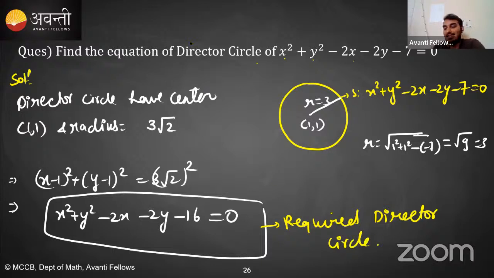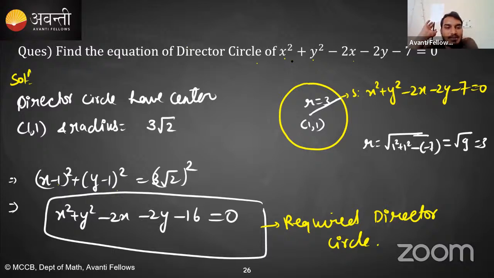So anytime you have to find the equation of the director circle of any given circle, you have to do two things. First, find the center and the radius of the given circle. Then the director circle will have the same center, but the radius will be root 2 times the original radius. And when you know the center and radius of any circle, you can write the equation: (x minus 1) whole square plus (y minus 1) whole square equals radius whole square. Is this clear, students?